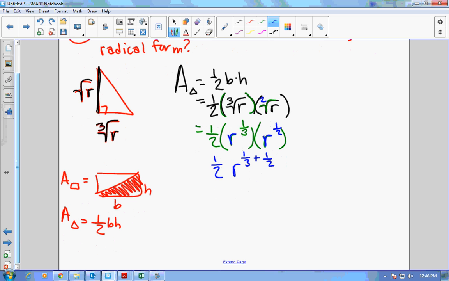Elizabeth, can you help us? How do we add fractions? Oh, how do we add fractions? Alex, can you help us? How do we add fractions?